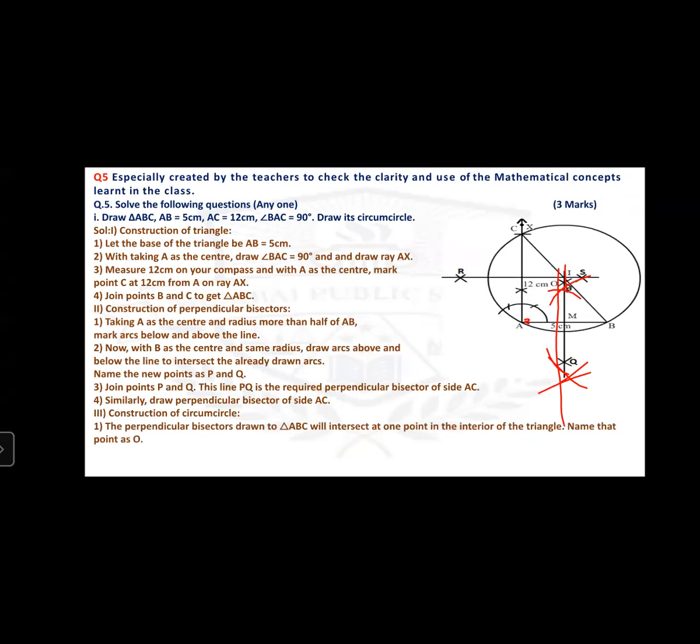For construction of circumcircle, we get the intersection point of these two perpendicular bisectors. We name it as O and take the distance, and then taking point O as a center and OA as a radius, and point B and C should lie on the circle. We draw the circle, and that is the required circumcircle of the triangle ABC.